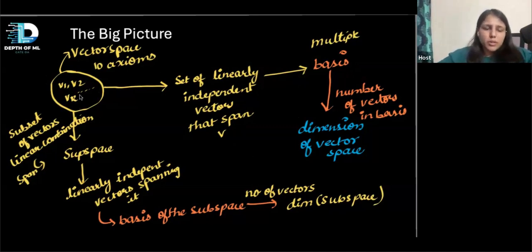Similar thing happens on the subspace. If I take a subset of the vectors such that they span some space completely, that space is called a subspace. This is actually the subspace and not this. Let me erase this. And if I take the linearly independent vectors spanning this whole subspace, it's called the basis of the subspace. And if I take the number of vectors in that, that is called the dimension of the subspace. So this is what we have learned so far.